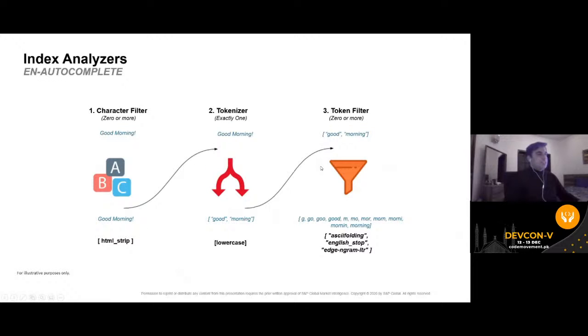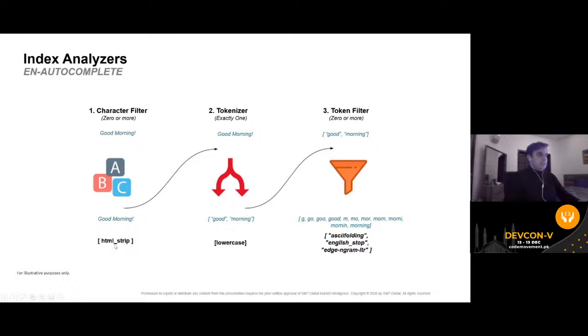So the last one is the autocomplete. If you have looked at Google, as you start typing something, it starts suggesting something to you. That is the autocomplete feature. So if you look here, this is an autocomplete analyzer.